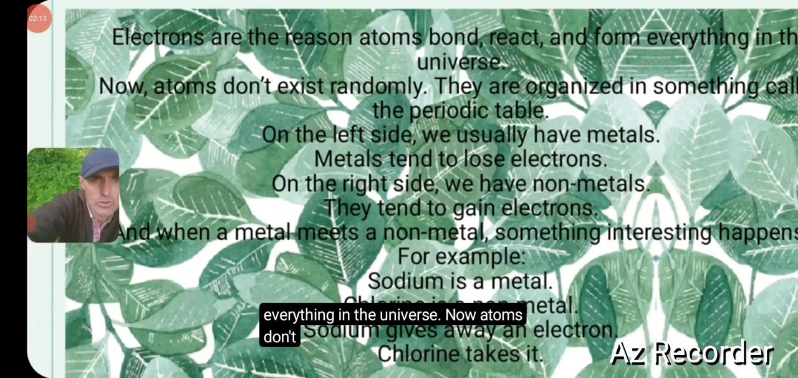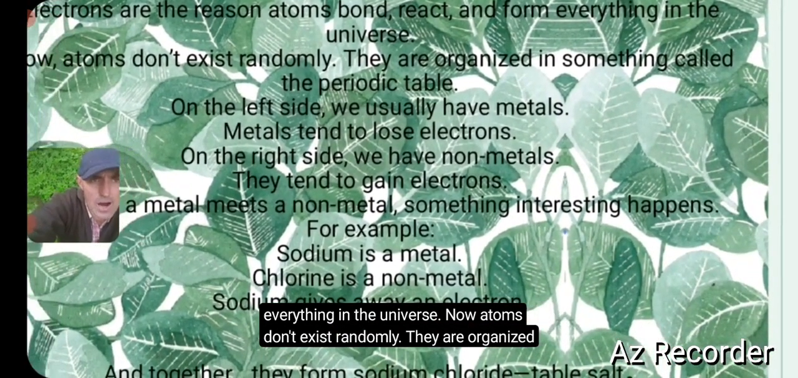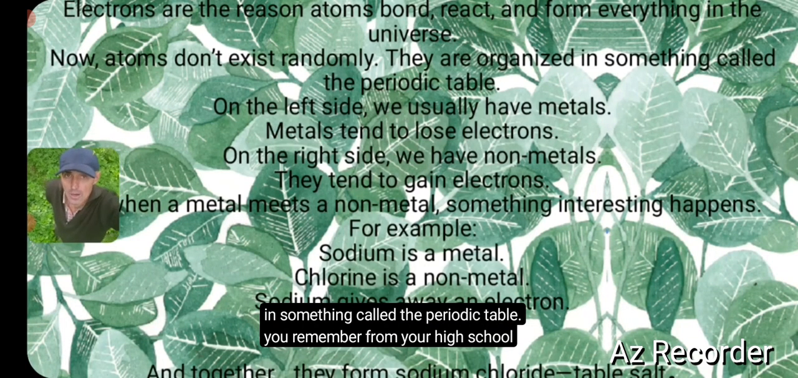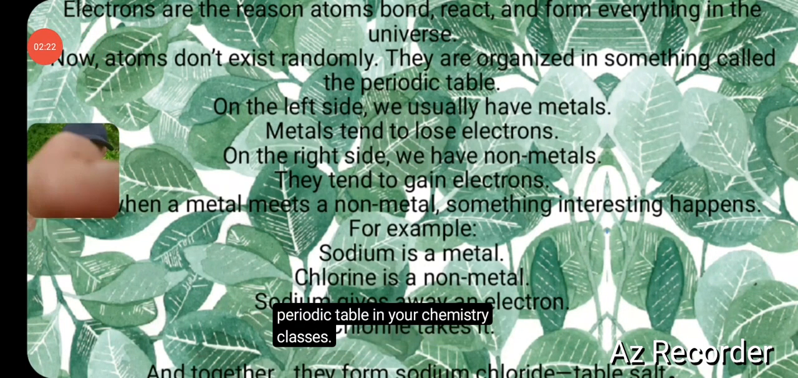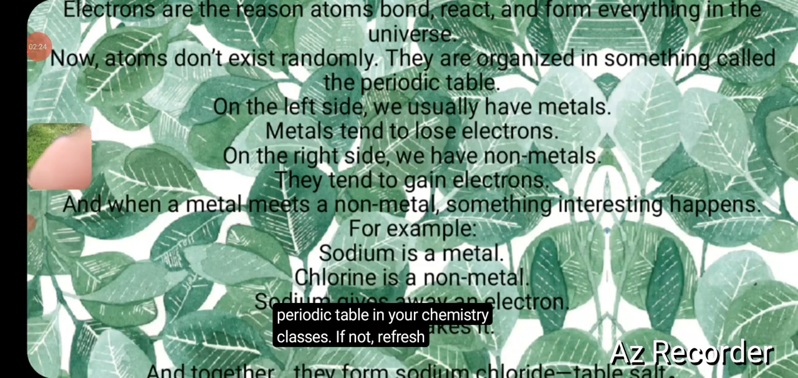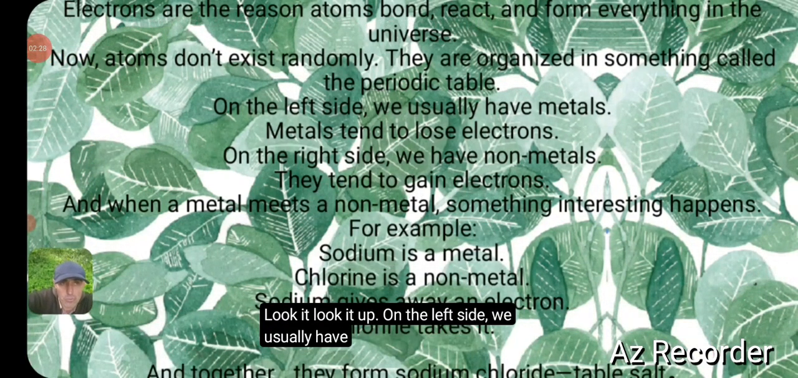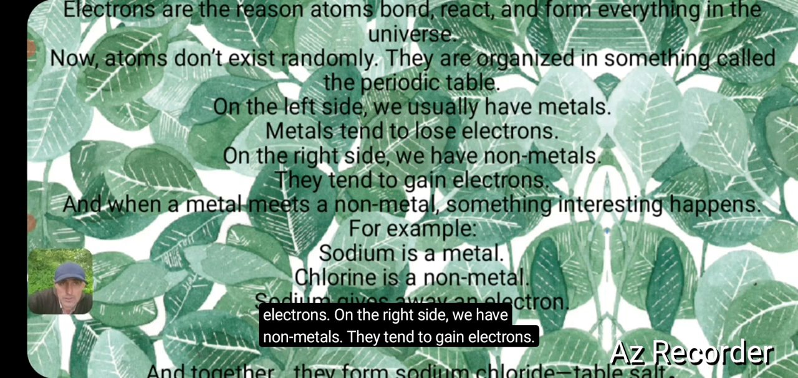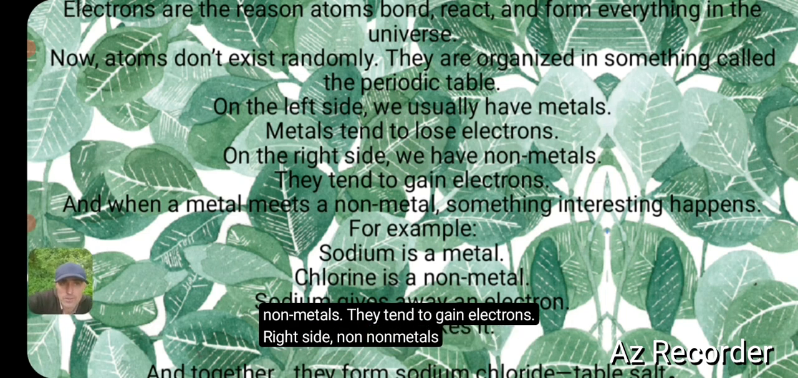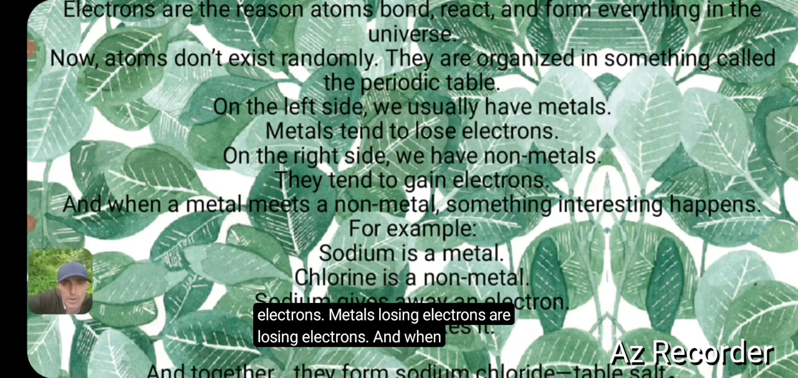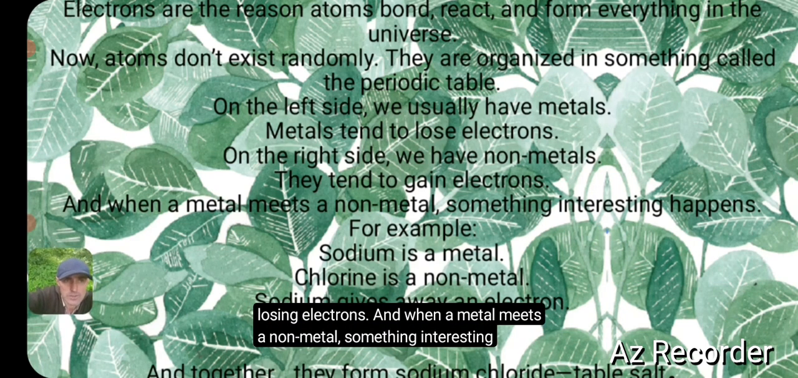Now, atoms don't exist randomly. They are organized in something called the periodic table. You remember it from your high school chemistry classes. If not, refresh your memory, look it up. On the left side, we usually have metals. Metals tend to lose electrons. On the right side, we have non-metals. They tend to gain electrons. And when a metal meets a non-metal, something interesting happens.